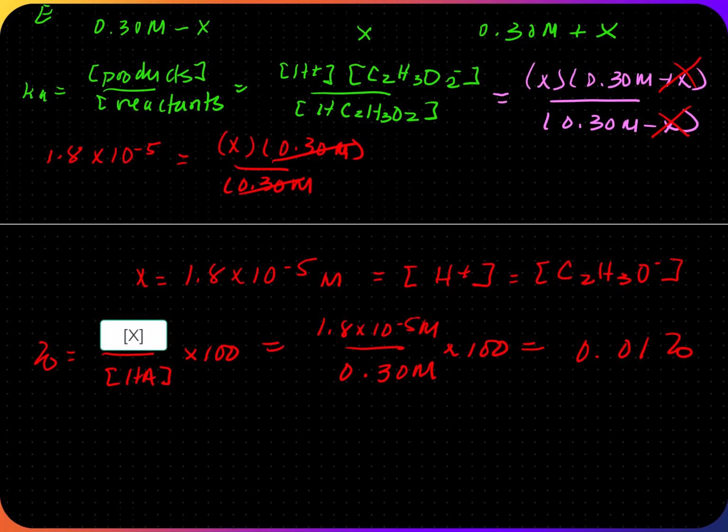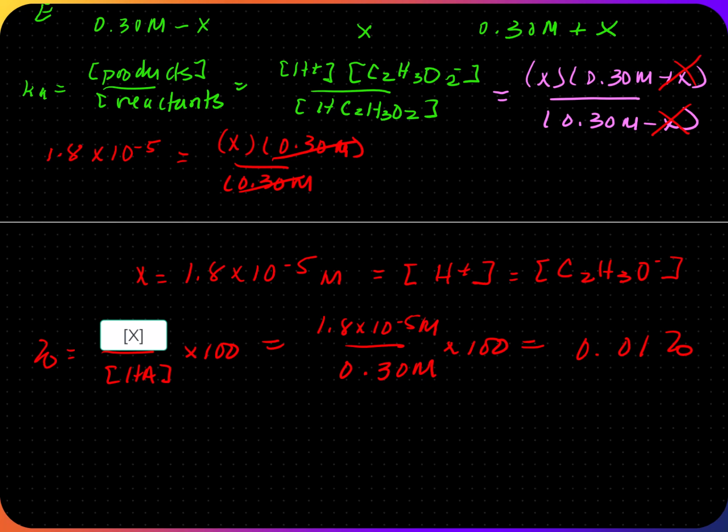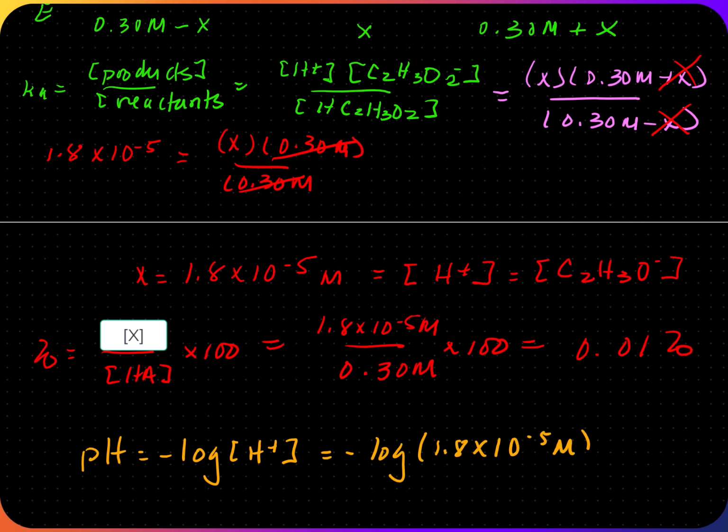Now to find pH, pH is equal to negative log H plus, which is negative log of 1.8 times 10 to the negative 5th molar, and this equals 4.74. The problem has two sig figs. And for pH and pOH, sig fig starts after the decimal.